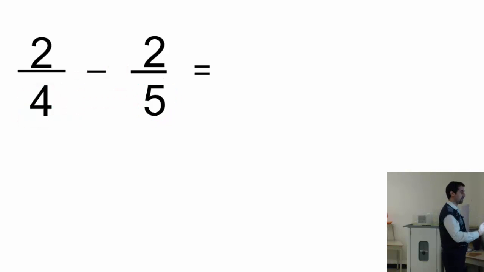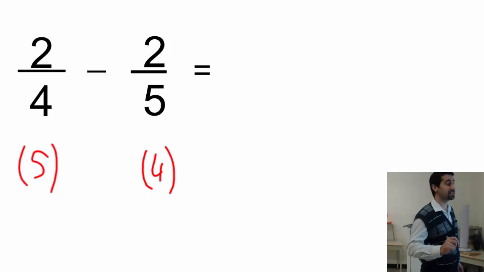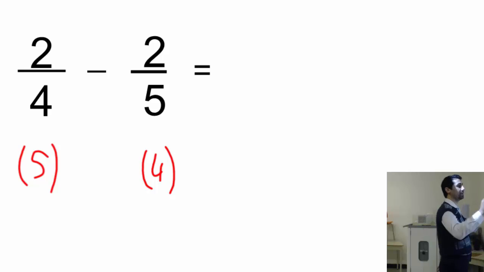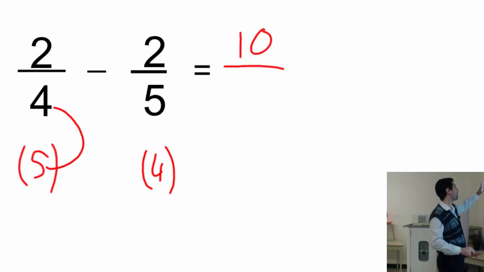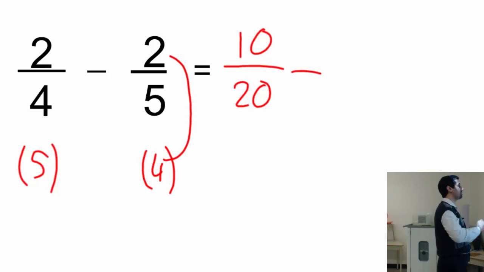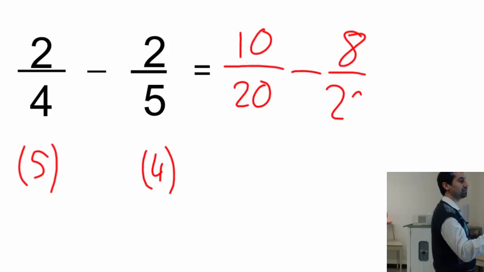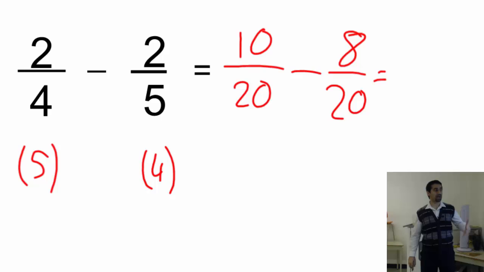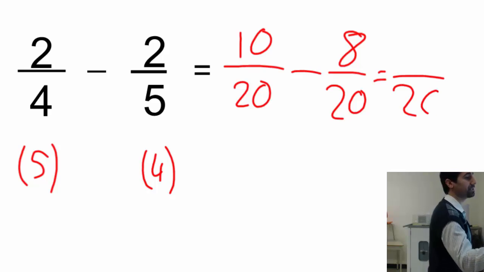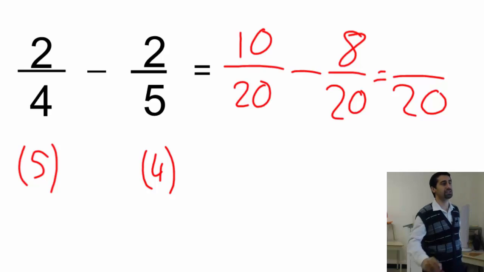Let's go ahead and do that. We're going to multiply everything here by 5, and everything here by 4, and then we're going to have the same denominator. So 5 times 2 is 10, over 5 times 4 is 20, and subtraction. 4 times 2 is 8, over 4 times 5 is 20. Now you see those are still equivalent fractions, but they just have the same denominator. It just makes the subtraction easier. So the answer is over 20, 10 minus 8, which is 2.